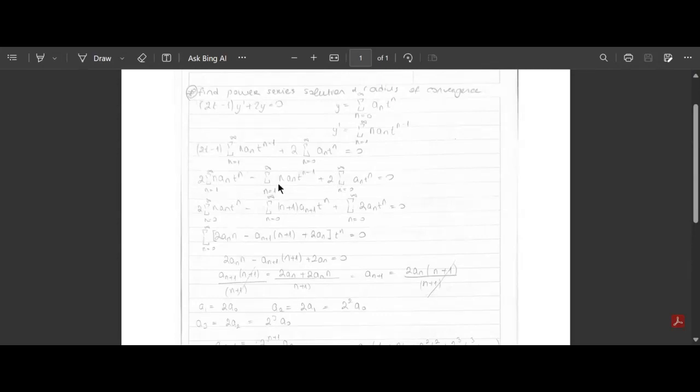So I re-indexed this one in the middle. Then I got this. This stayed the same, just moved inside. Since these 3 now have the same power of t, they all have n, so we can combine these 3. I think that's what I did here. That was the logic behind it inside of my head.